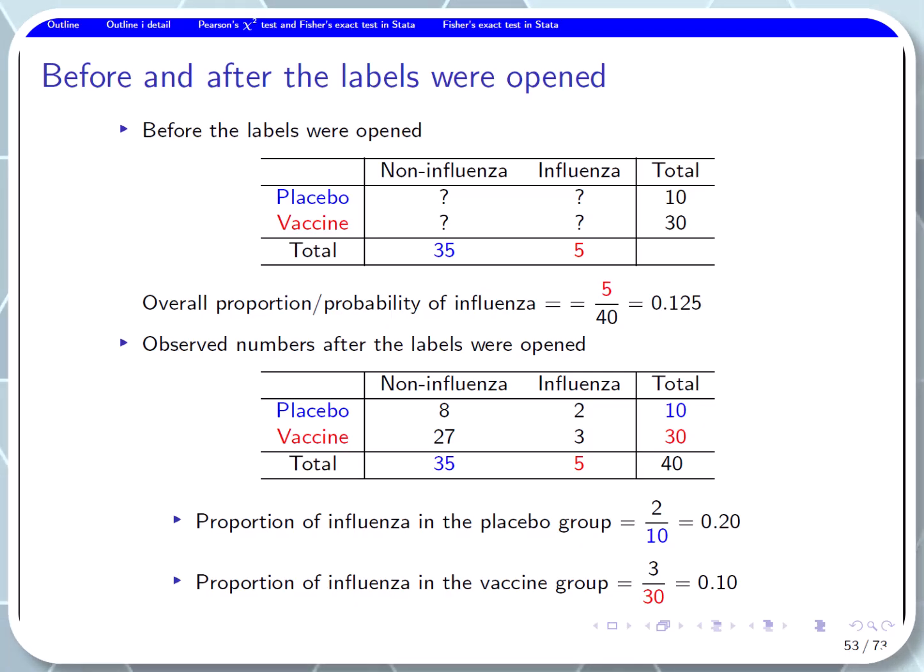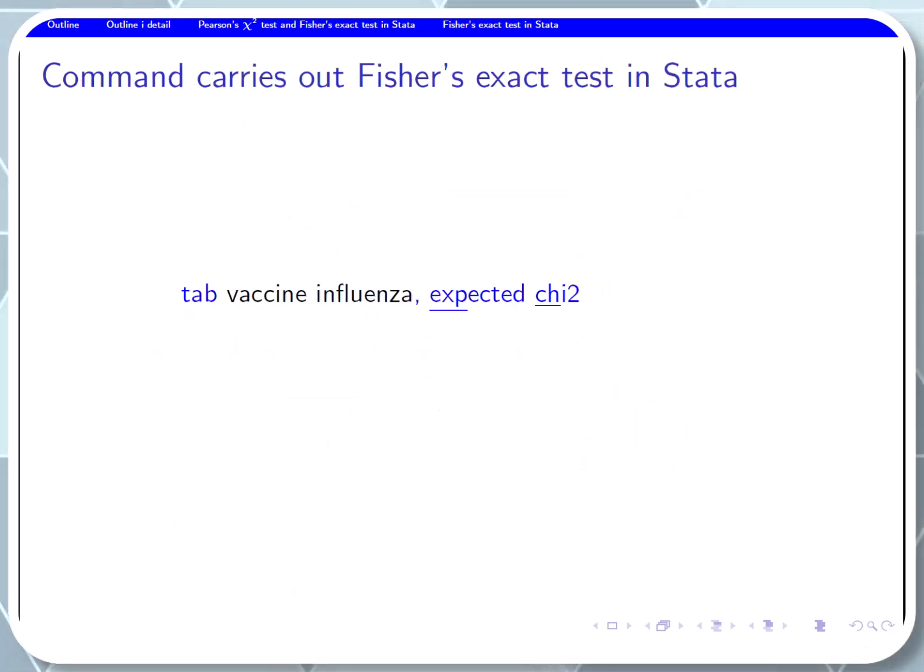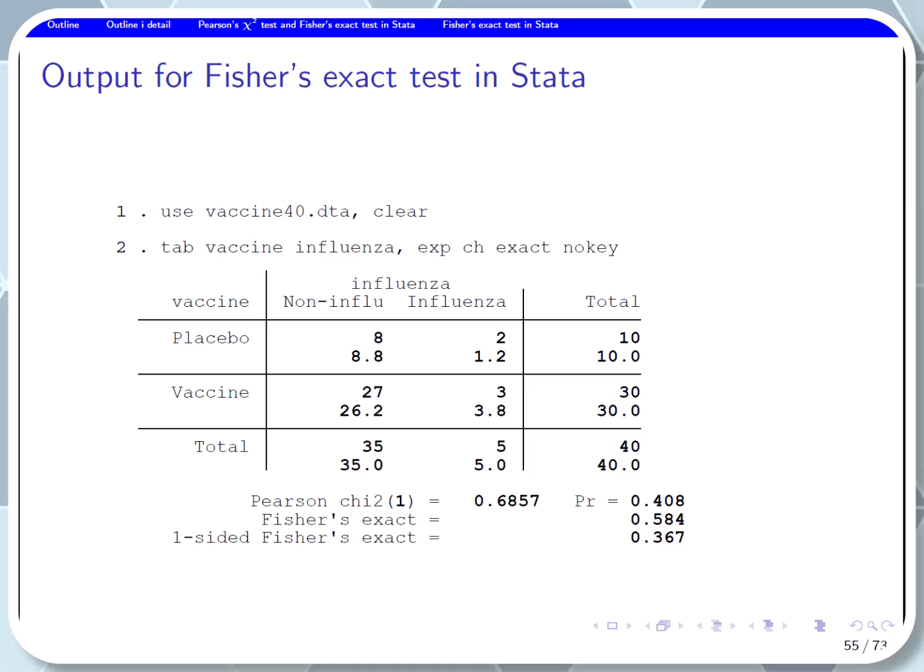Let's see the command for carrying out Fisher's exact test in Stata. The current command line is the same as for Pearson's chi-square test. If we add one more option, exact, Stata will report Fisher's exact test. Let's see the output. Again, the first line is to open a dataset. The second line is to carry out Pearson's chi-square test and Fisher's exact test.